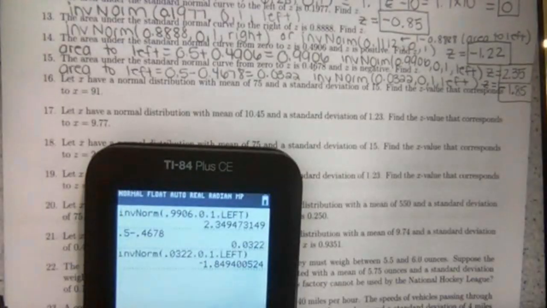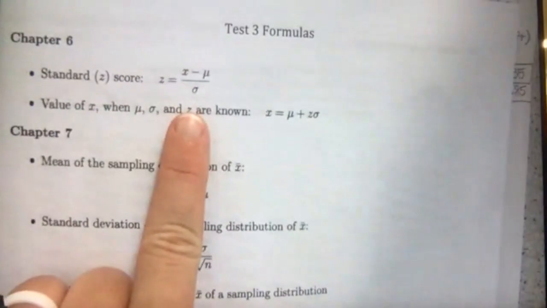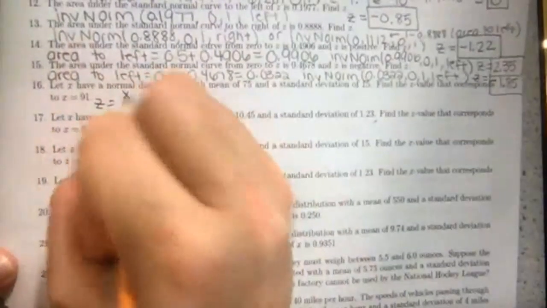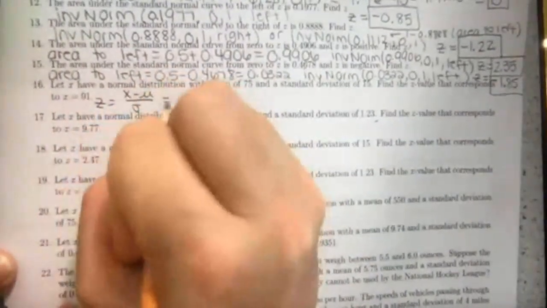So shifting gears for number 16. If you have a question, please stop me. So number 16 says, let X have a normal distribution with a mean of 75 and a standard deviation of 15. So it's no longer standard normal, now it's just normal. So find the Z value that corresponds to X equaling 91. So going to our formula sheet, here's our Z-score formula. Z equals X minus mu all over our standard deviation.